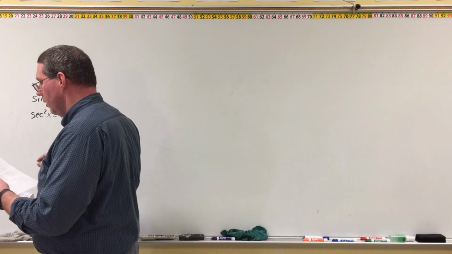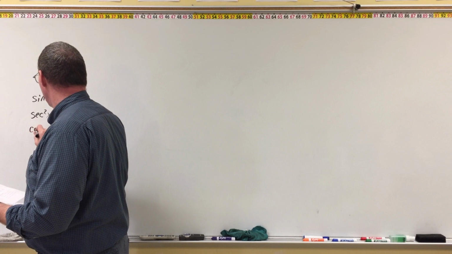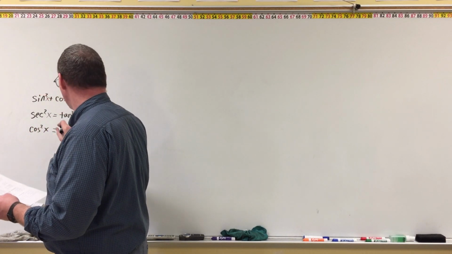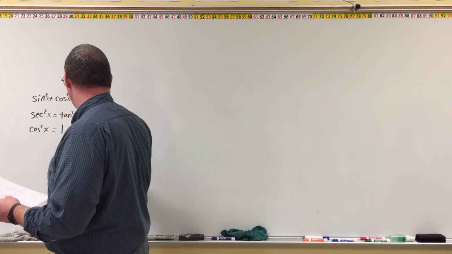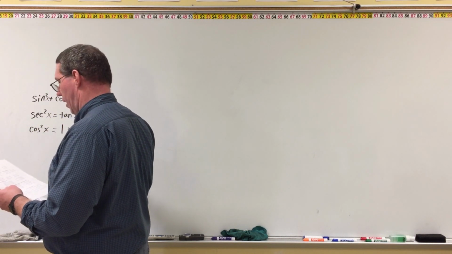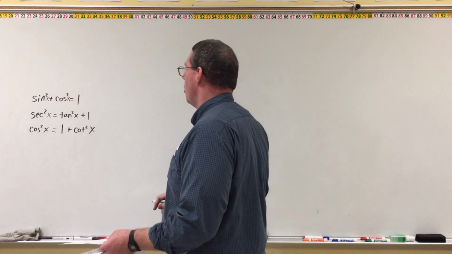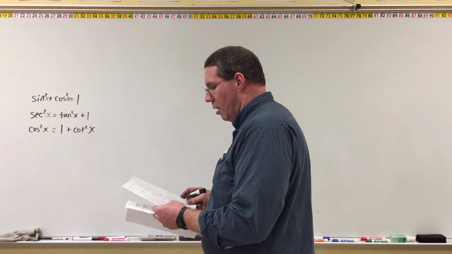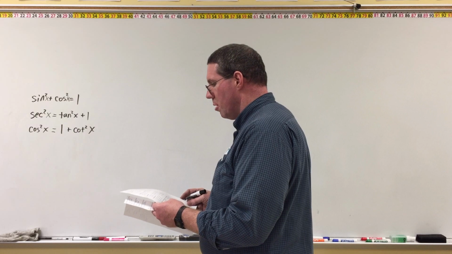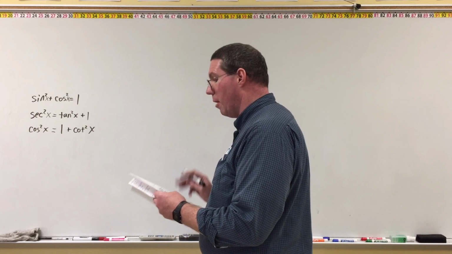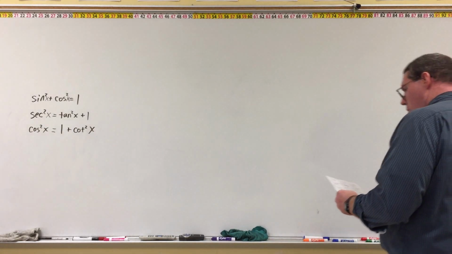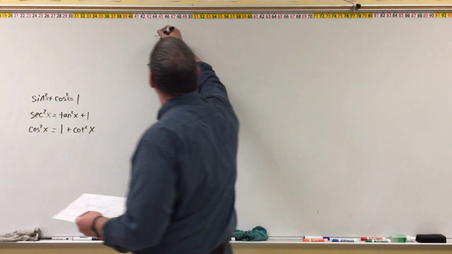And cosecant squared of x is equal to 1 plus cotangent squared of x. Okay? And so these are 3 of the identities that we may need. I think they're the only identities, plus the reciprocal identities and the quotient identities. Okay? All right, let's go to 56.